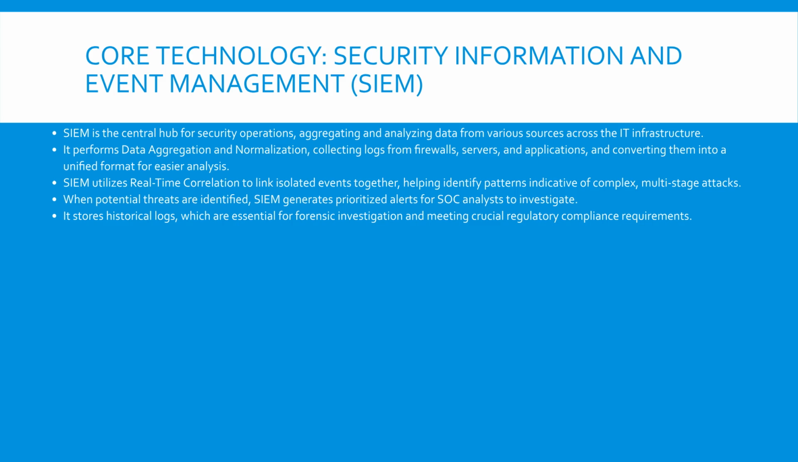Next, the SIEM system performs real-time correlation. This is the most powerful part. It looks for patterns and links together seemingly unrelated events. For example, a single failed login attempt might be harmless, but 100 failed logins, followed by a specific network scan, are correlated by the SIEM to flag a coordinated attack. When the SIEM spots a potential threat based on these patterns, it generates an alert based on how serious and urgent the threat is. Finally, SIEM keeps a long history of these logs, which is vital for forensic investigations and meeting legal compliance requirements, such as GDPR or HIPAA.